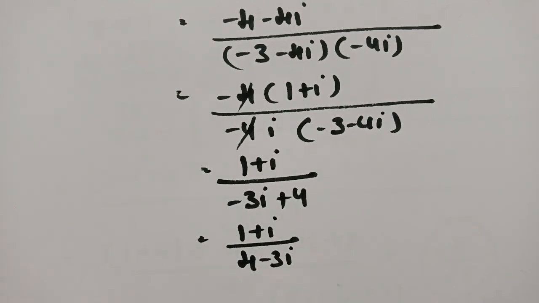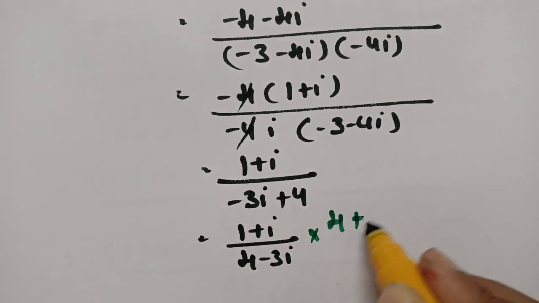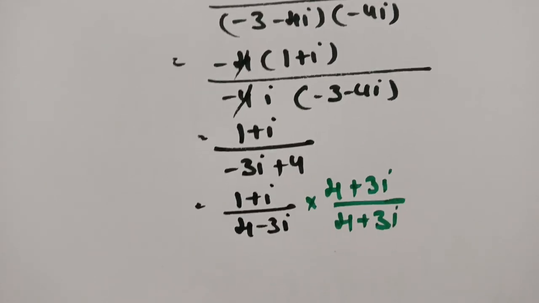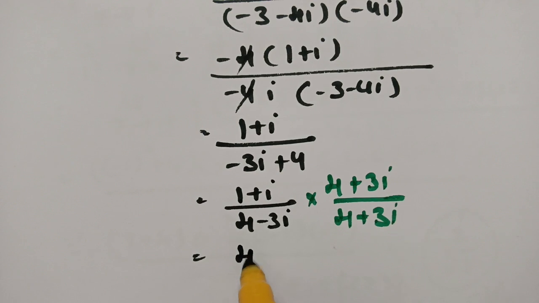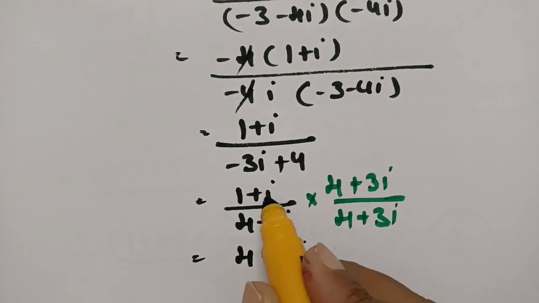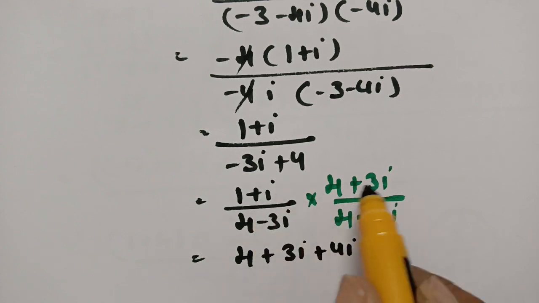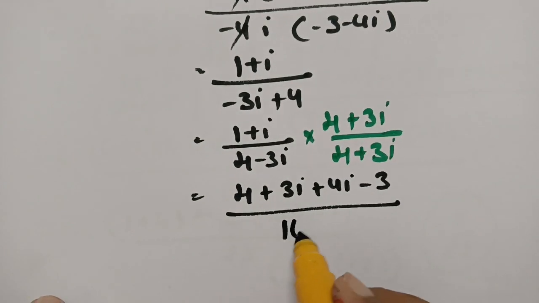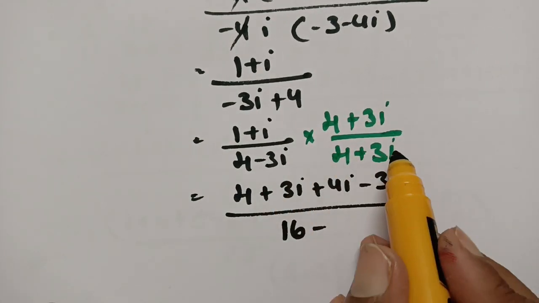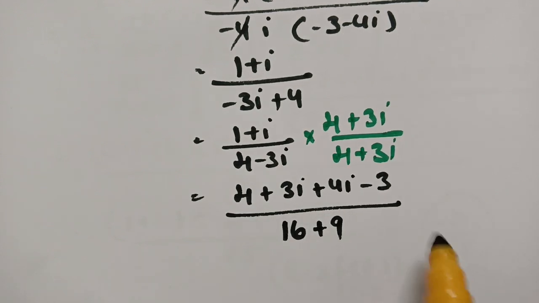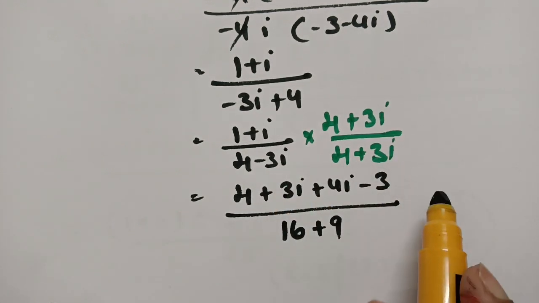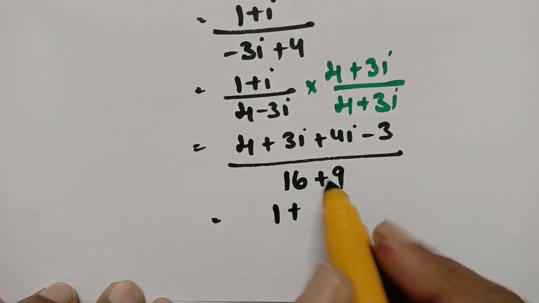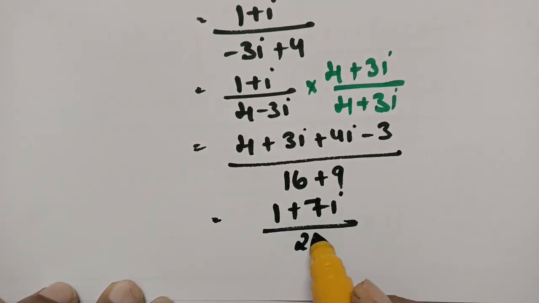So if I rationalize it, if I multiply with 4 plus 3i by again 4 plus 3i, and see what happens here. So this will be 1 into 4 is 4, and this is 1 into 3i is 3i. This value is 4i, and here if I multiply, i square is minus 1. By (a plus b) into (a minus b) is a square minus b square. So here 3i square, that will be plus 9. 3 square, that is 9, and i square is minus 1. So here what happens, this is 4 minus 3, this is 1 plus, this value is 7i by 25.